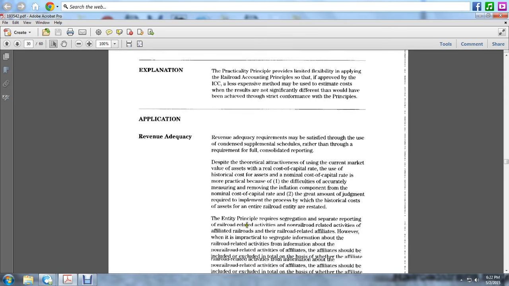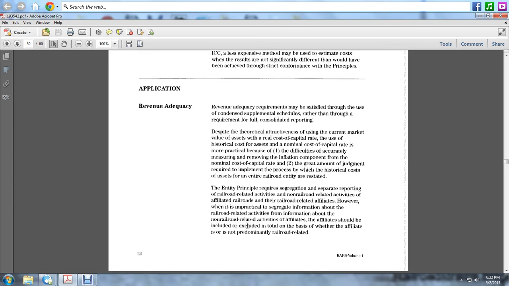The application of revenue adequacy. Revenue adequacy requirements may be satisfied with the use of condensed supplemental schedules rather than through the requirement of full consolidated reporting. Despite the theoretical attractiveness of using the current market value of assets and a real cost of capital rate, the use of the historical cost of assets and a nominal cost of capital rate is more practical because of the difficulties in accurately measuring and removing an inflation component from the nominal cost of capital rate, and the great amount of judgment required in implementation of the process, with historical cost of the assets and the entire railroad entity reinstated.